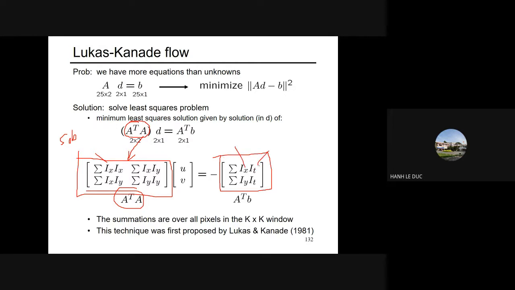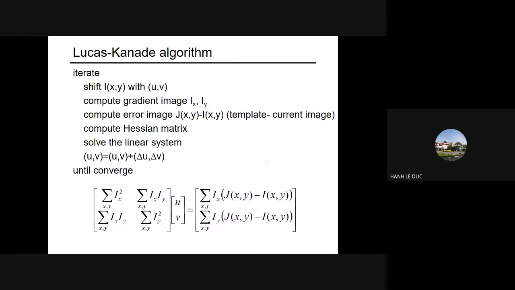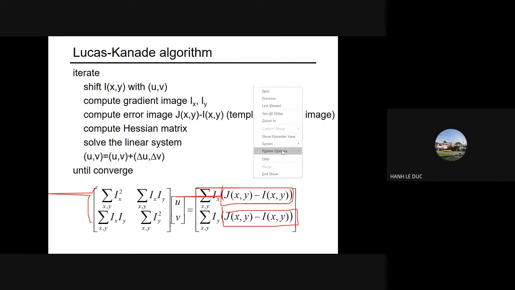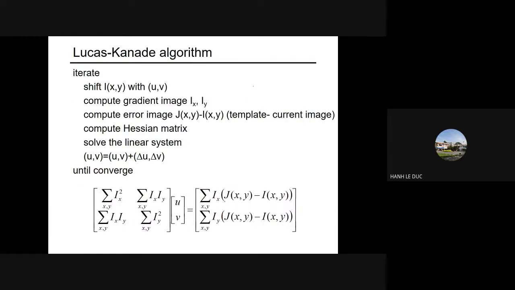So what is It? What is this one? This one and this one. So this is It. This one we derive more clearly is this one. The It is this one: template minus current image. So that means the first image and the second image.